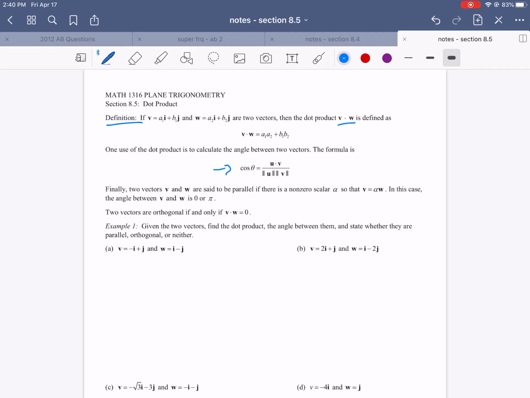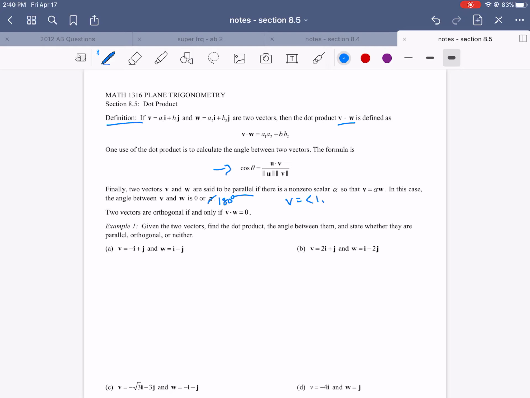Last two things. Two vectors are said to be parallel if there is a non-zero scalar alpha so that v is equal to alpha times w. In that case, the angle between v and w is either 0 or 180 degrees. I had written pi there, but everything today is going to be in degrees, so I'm going to change that to 180 degrees.